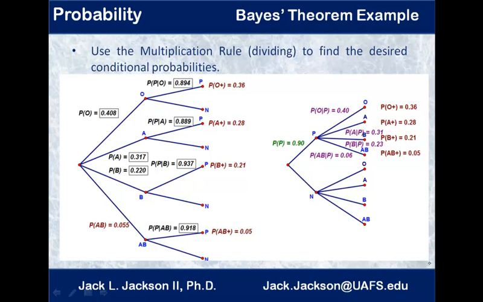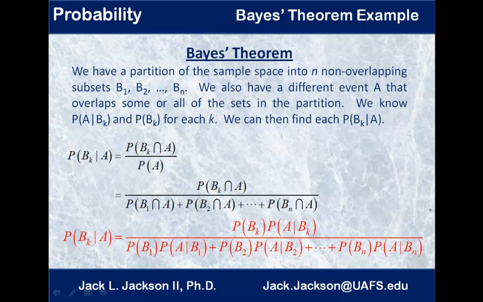Now, let's actually write down symbolically what happened. Here's Bayes' theorem written out symbolically. So we have a partition of the sample space into n non-overlapping subsets, B1, B2, up to Bn. We also have a different event A that overlaps some or all the sets in the partition. And we know the probability of A given each of the B sub k's, and the probability of each of the B sub k's. And what we want to find is the probability of each of the B sub k's given A, the other direction. So we have a specific B sub k given A that we want to find the probability of. By definition, that's the probability of B sub k intersect A over the probability of A.